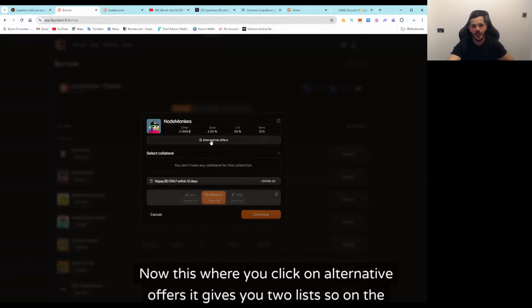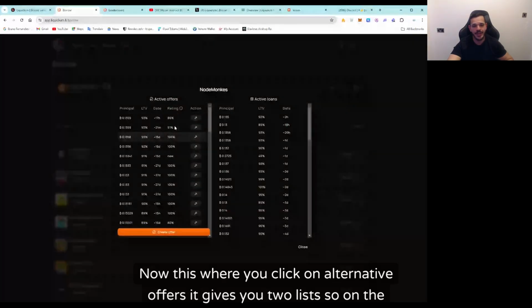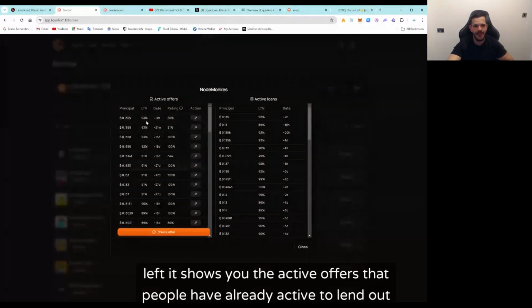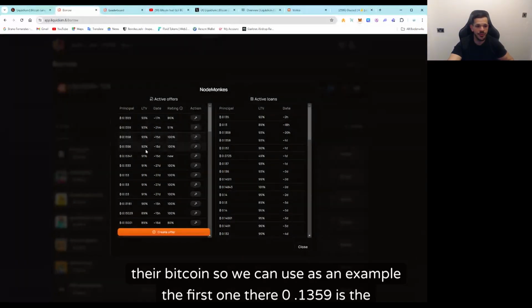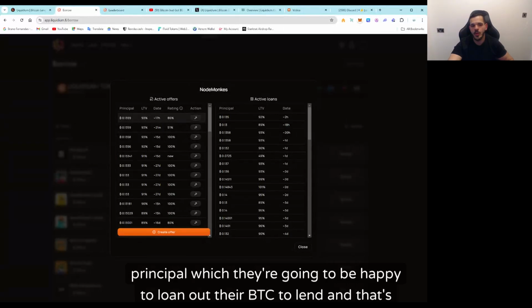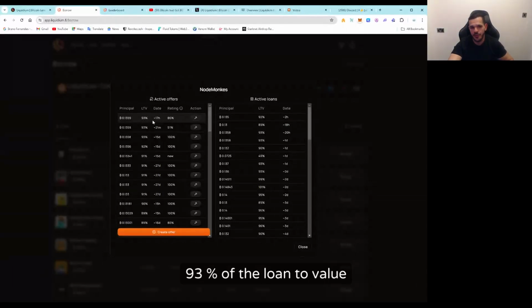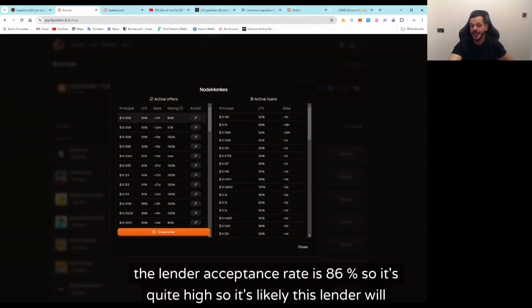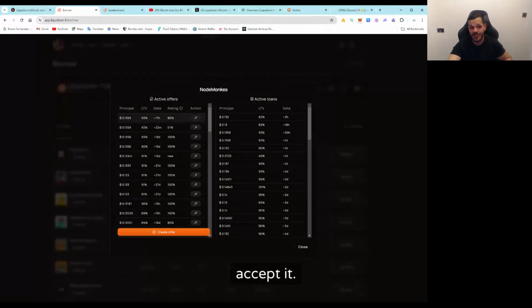Now this, where you click on alternative offers, it gives you two lists. On the left, it shows you the active offers that people have already made, active to lend out their Bitcoin. We can use as an example the first one there, 0.1359 is the principal, which they're going to be happy to loan out their BTC to lend. That's 93% of the loan to value. The lender acceptance rate is 86%, so it's quite high. So it's likely this lender will accept it.